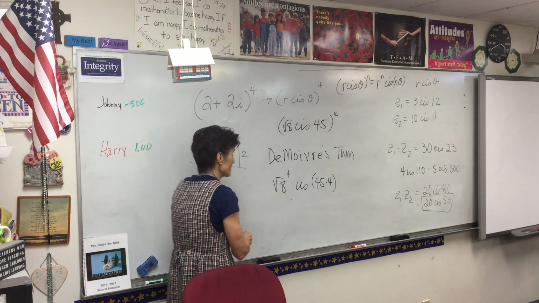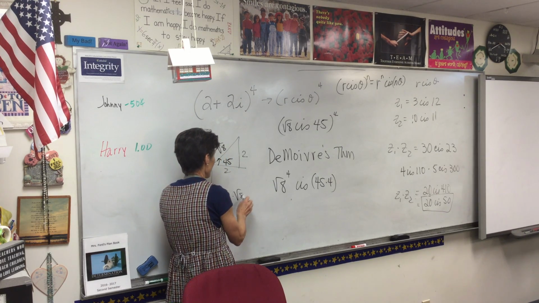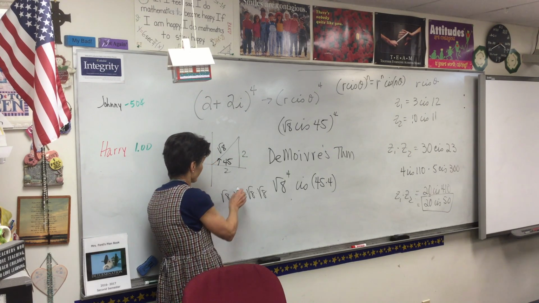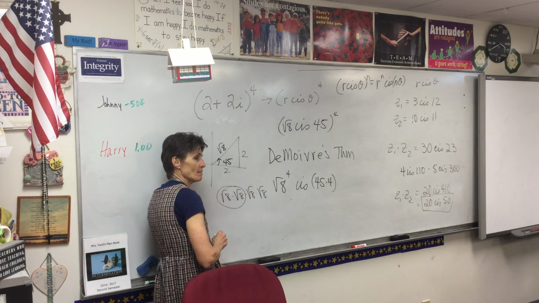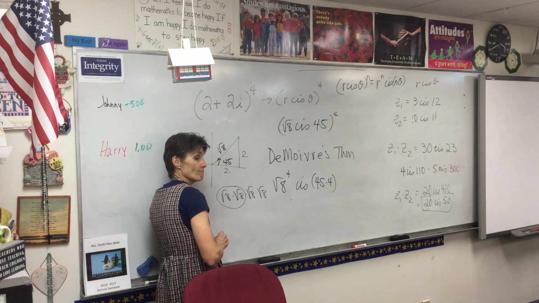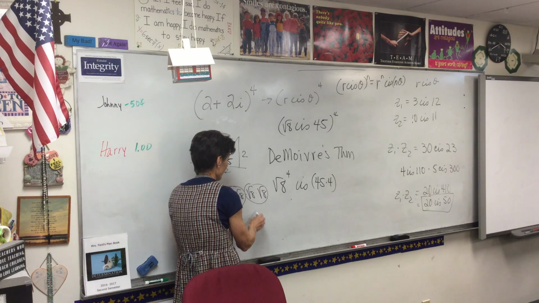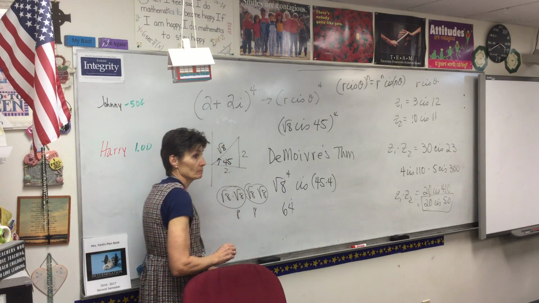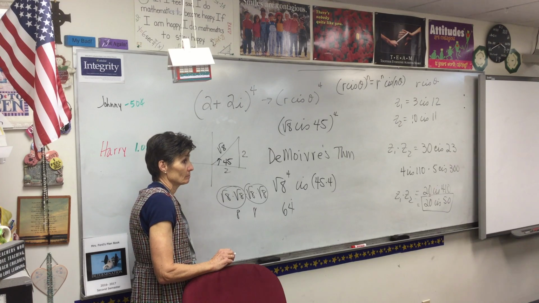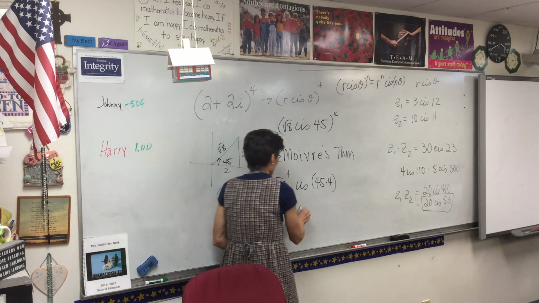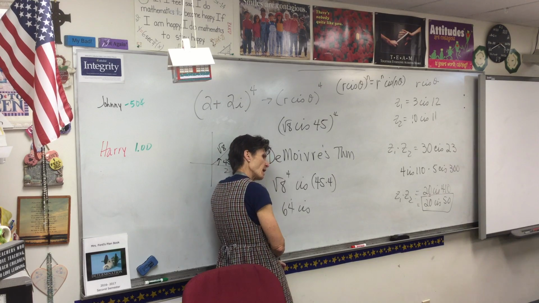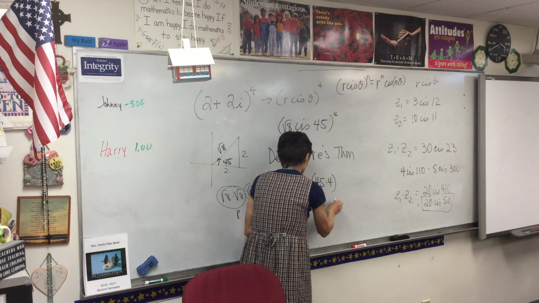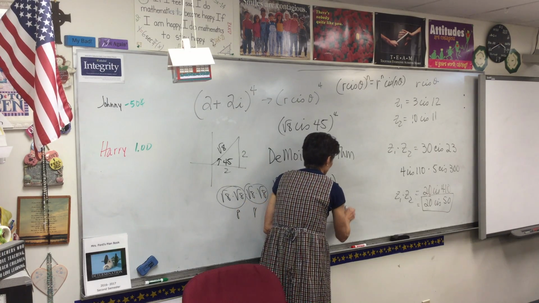So this means root 8 times root 8 times root 8 times root 8. What do these two make? What's root 8 times root 8? 8. And these make another 8. So that's 64. And then 45 times 4 is 180. There is your answer in polar form.